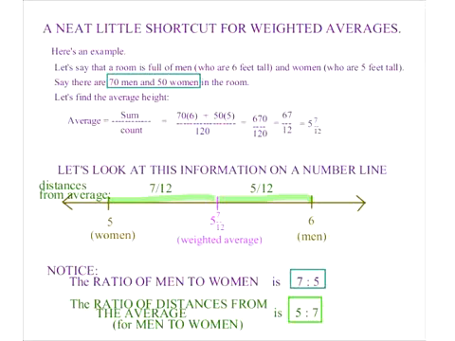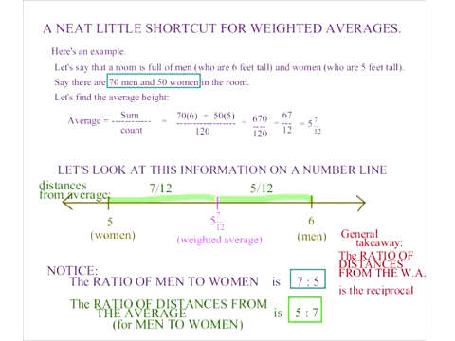Okay, here's the result. General takeaway. The general takeaway is this. The ratio of distances from the weighted average, WA stands for weighted average, is the reciprocal of the ratio of quantities.